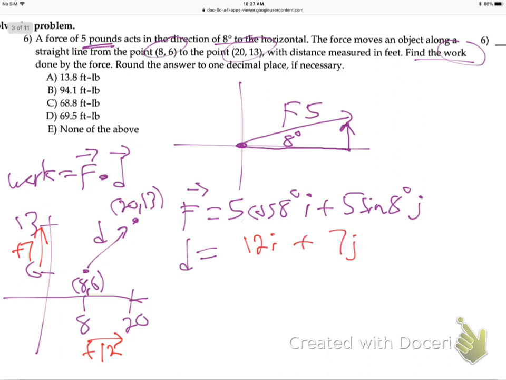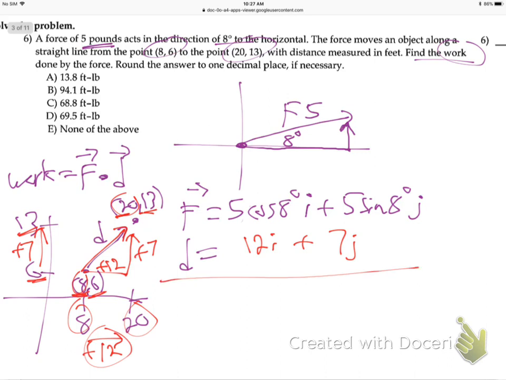Everybody see how I did that? I subtracted the two x values. 20 minus 8 is 12. That gives you the sideways, the i component. They're moving that object 12 units to the right, and they moved the object up from a height of 6 to a height of 13, so they moved it up 7. They moved it over 12 and up 7. That's the distance vector. The distance vector has a sideways component and a vertical component of movement, i and j. All right, and so what's the work done?